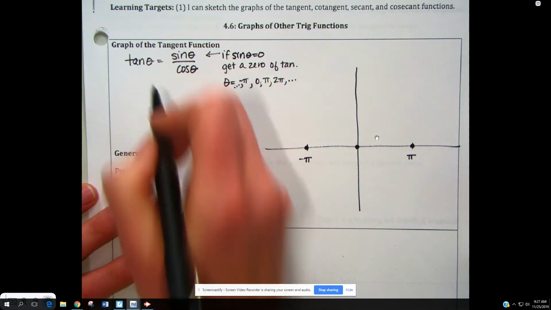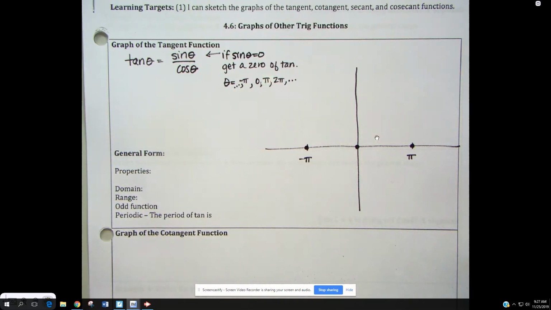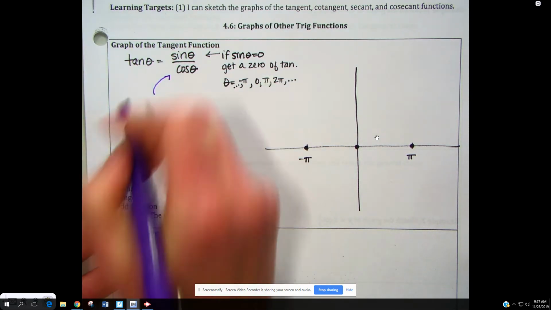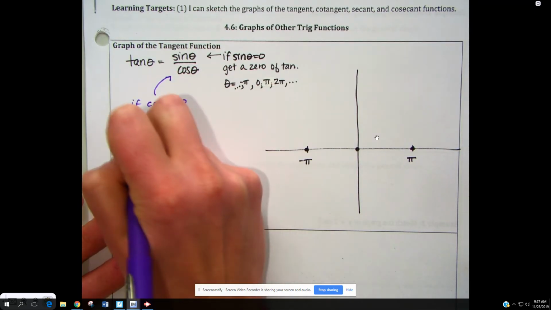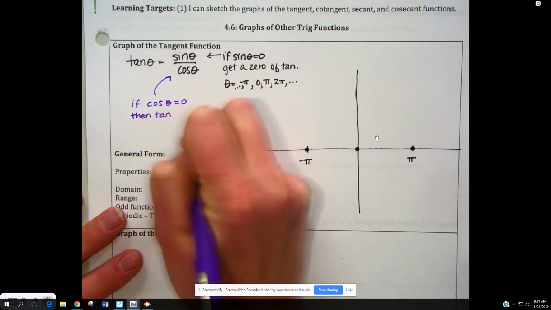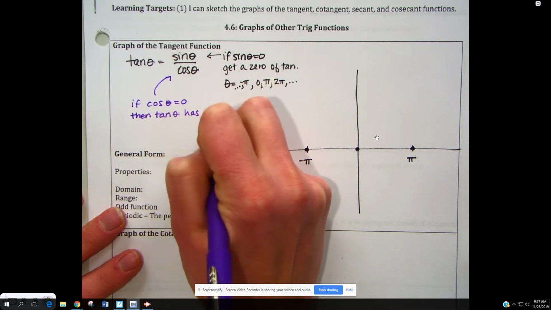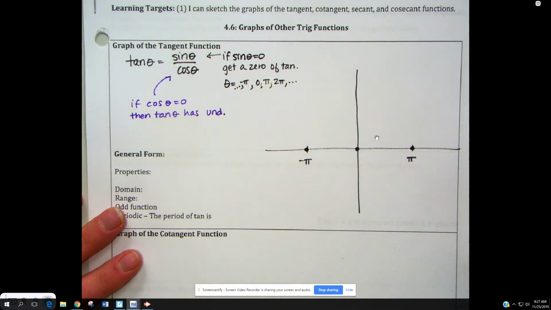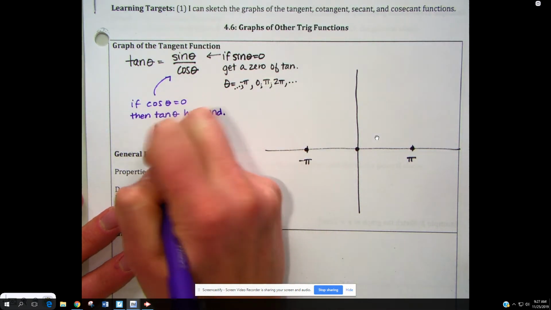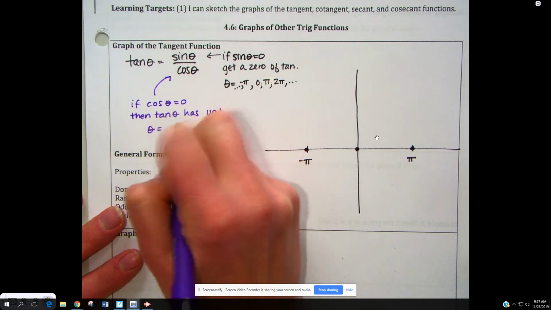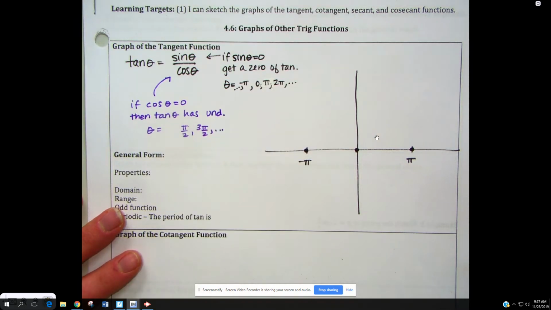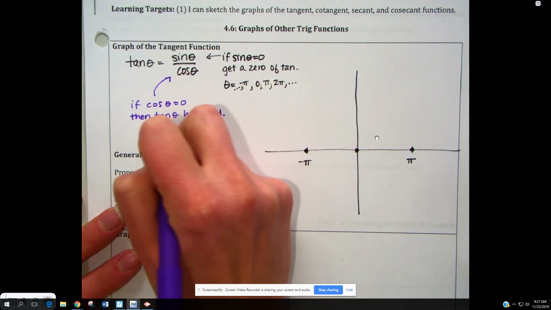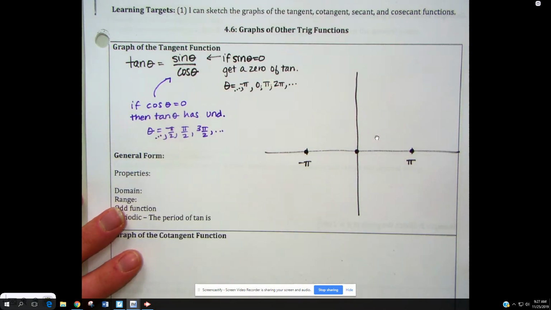The next thing I want to think about is where my asymptotes would exist. So we cannot divide by 0. If the cosine of theta is 0, then the tangent has an undefined value or an asymptote. Well, where does this happen? You guys are very familiar now with the unit circle. This is going to happen when theta is pi over 2, 3 pi over 2, and so on, at all those odd multiples of pi over 2, or we could go backwards into the negative territory.